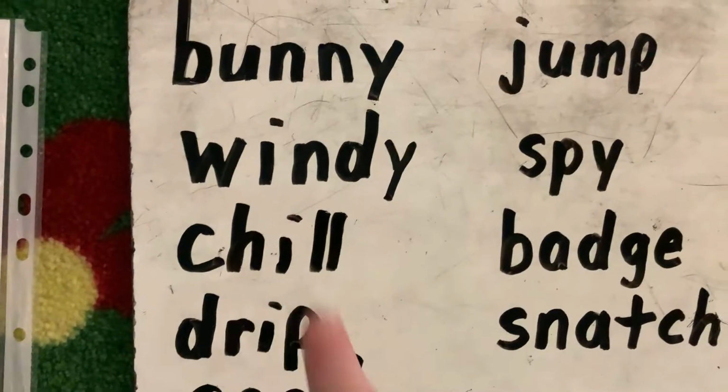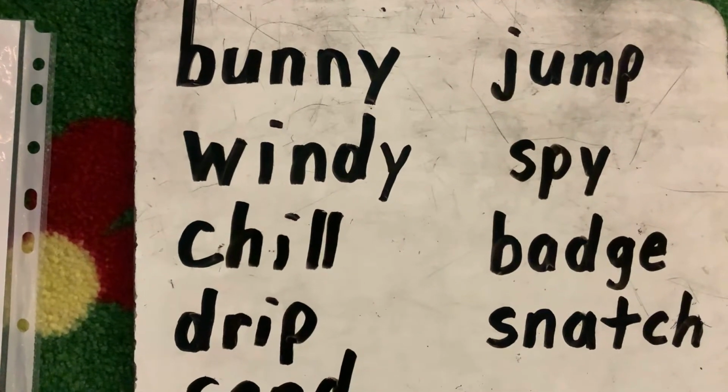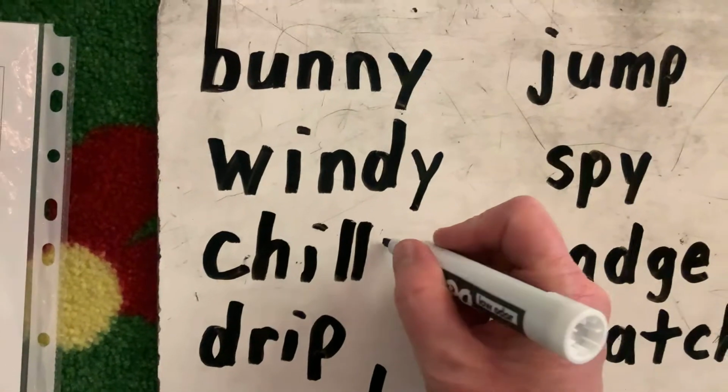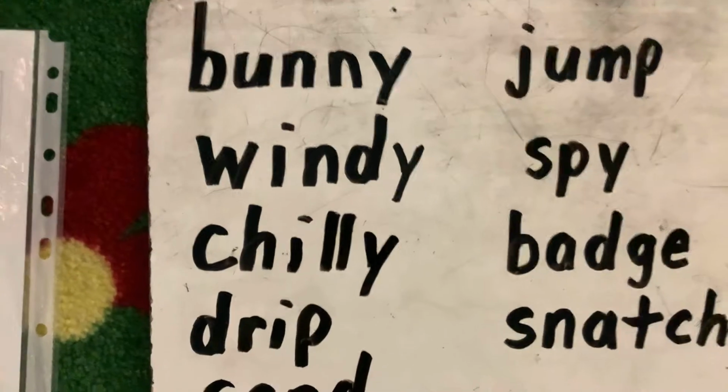Let's look at this syllable, chill. What if I wanted to say chilly? Now it's a two-syllable word with our vowel sound, chilly.